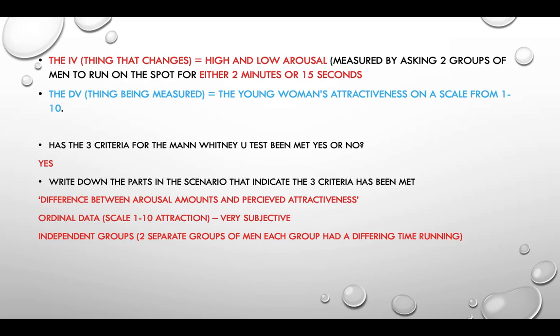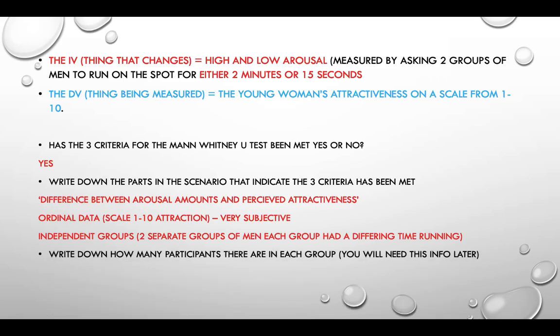It's very subjective. And there was independent groups because they had two groups of men, and each group of men were asked to run for either 2 minutes or 15 seconds. So they didn't both run. Both groups didn't run for 2 minutes, and both groups didn't then run for 15 seconds. You were either in group A running for 2 minutes or group B running for 15 seconds. So you were doing separate conditions, so it was independent groups.